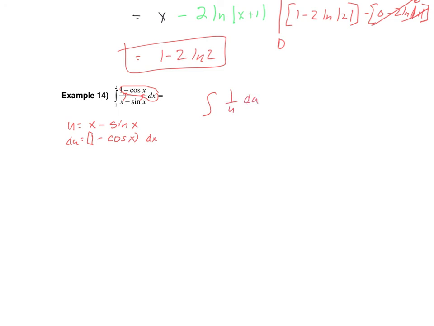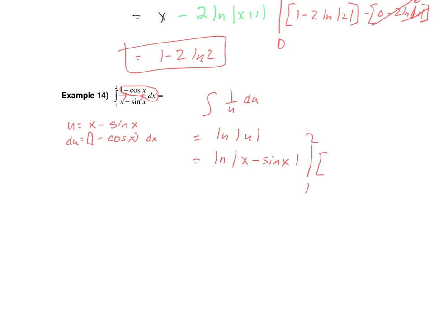And with all the trig stuff, I don't think I want to put in the 1 and the 2. That looks a little obnoxious. So I'm just going to leave it. And I know that this is going to be the natural log of u as my antiderivative. Now I'm going to back substitute and put back in my x minus sine of x, all right, absolute value. Now I'm going to evaluate between 2 and 1.